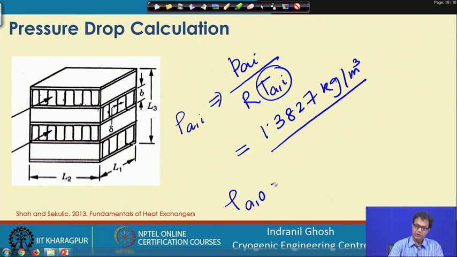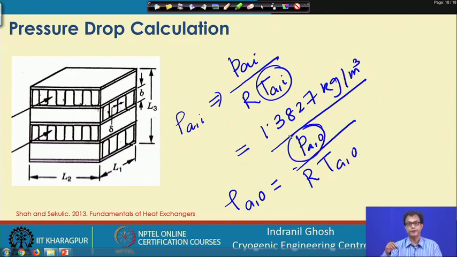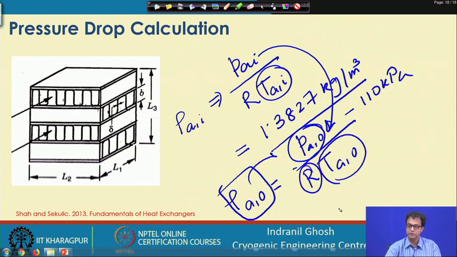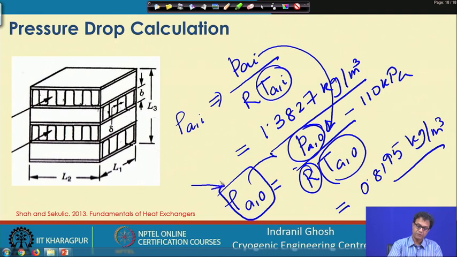Then we can similarly calculate the density of air at the exit, and we will have to assume some kind of pressure drop. We do not have the pressure drop idea, but we need an assumption at this point, and we will assume that the pressure drop is not substantial. So, we will use the same pressure, 110 kilopascal, and later on we have to rectify ourselves if we get a very large pressure drop. We put this value of 110 kilopascal here, the R value is already known, and the temperature is already known. Accordingly, this comes out as 0.8195 kg per meter cube for the density of the exit air.